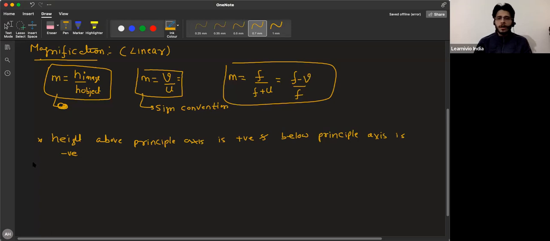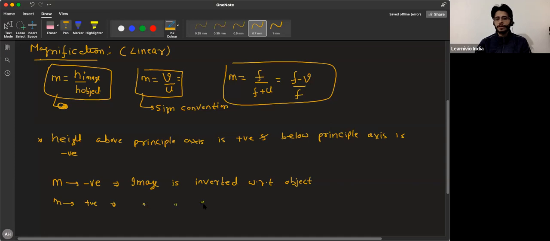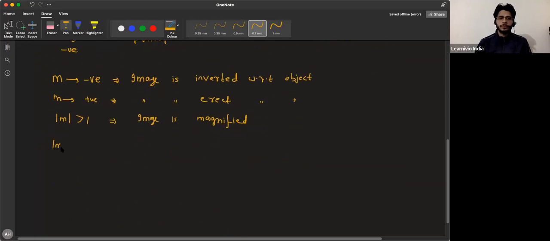After this definition of linear magnification, there's few more things that one should know about magnification. If magnification comes out to be negative, this means that your image is inverted with respect to object. If your magnification comes out to be positive, this will mean that your image is erect with respect to object. If your magnification is greater than 1, your image is magnified. If your magnification is less than 1, this means that your image is smaller than the object. Image is diminished.